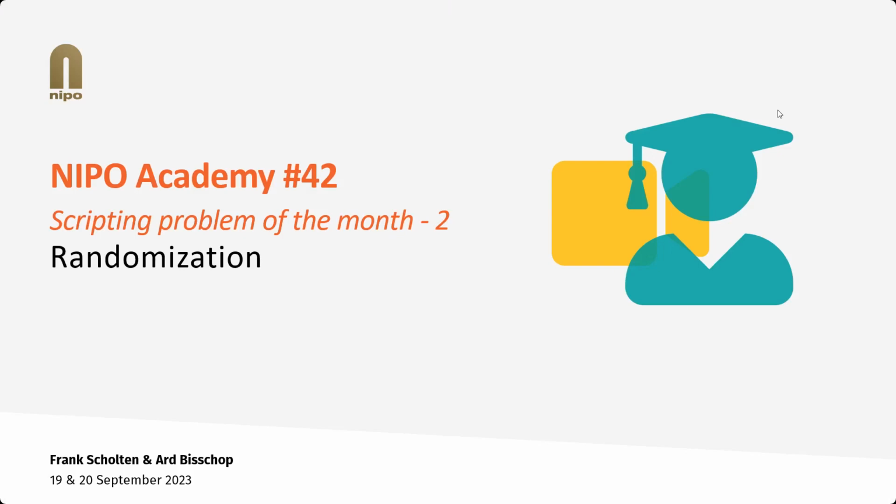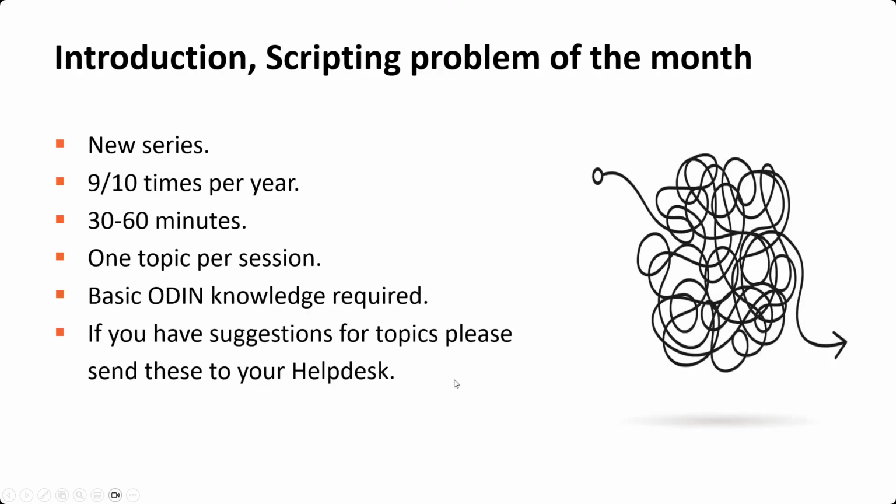And welcome everyone to this 42nd Academy, and the second one we run in our new series, the scripting problem of the month. A very short reminder what this series exactly is. We aim to run this 9 to 10 times per year. Sessions that will take 30 to 60 minutes. This one took the full 60 minutes yesterday, so it will probably not be shorter today.